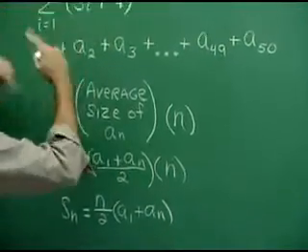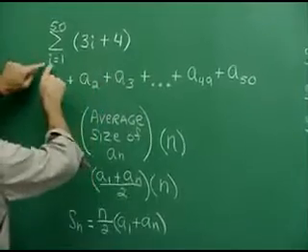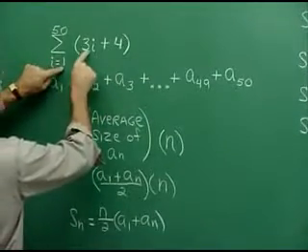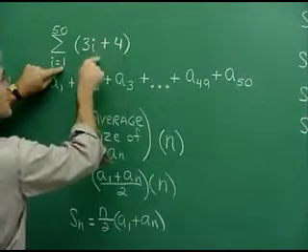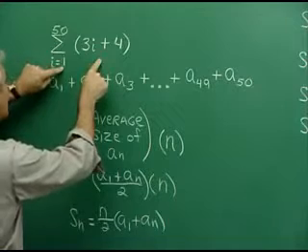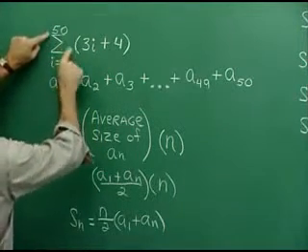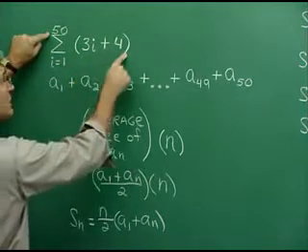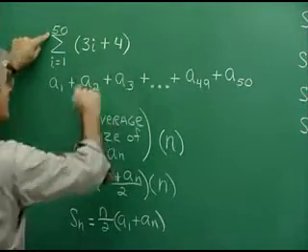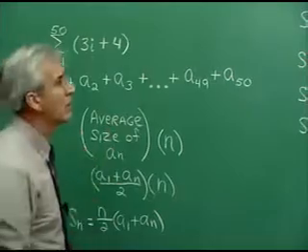A sub 1, the first item in the sequence, would be, let's see, when i is 1, we have 3 times 1, 3, plus 4, that's 7. So a sub 1 is 7. A sub 50, the last item, you see, is, let's see, 3 times 50, 150, plus 4, 154. So 7 and 154. Let's come over here and use the formula.